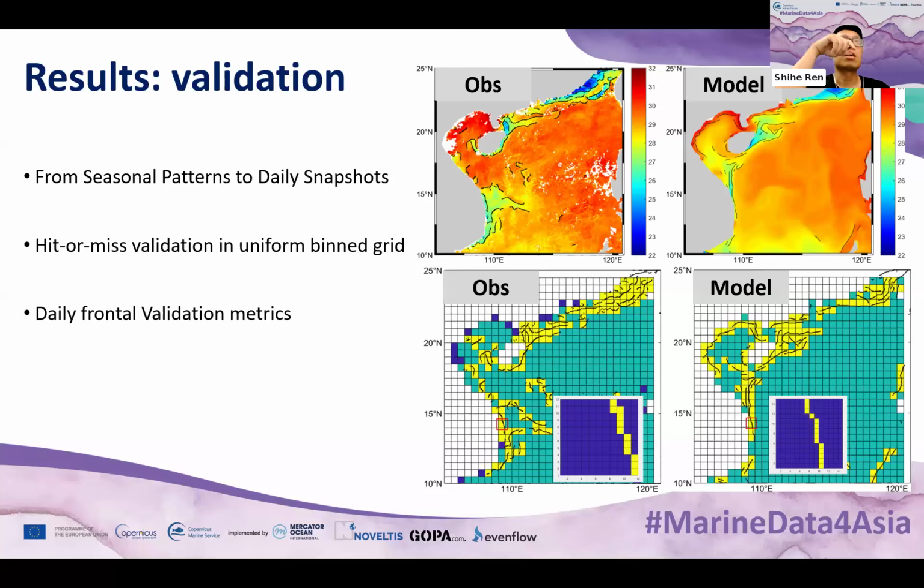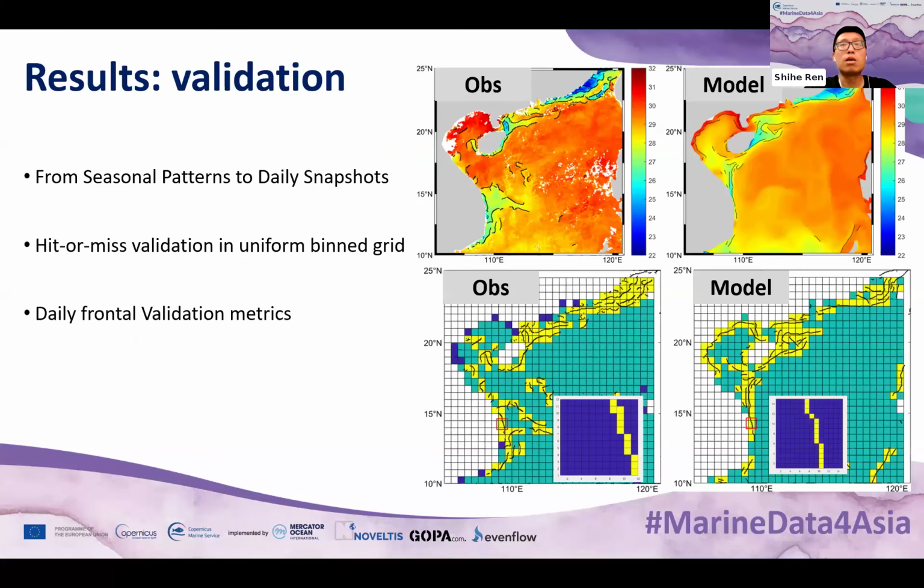So we need a class 4 day-to-day match validation matrix. So we build a validation matrix. It's called hit or miss validation in a uniform bin grid. So we can assess the accuracy of the front in a forecasting product based on observation. And this metric can offer information on the frontal processing in the model, allowing the user to evaluate the structure of the mesoscale feature simulated by the forecast.